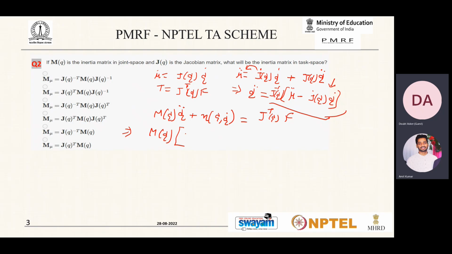You will get, take this bracket, J inverse q mu double dot minus J dot q dot, this is closed, plus eta q dot equals J transpose q f, right? Now suppose you have to write it in terms of f.